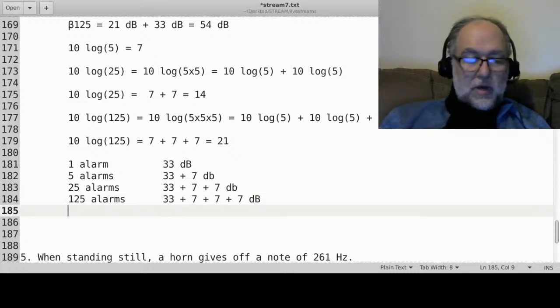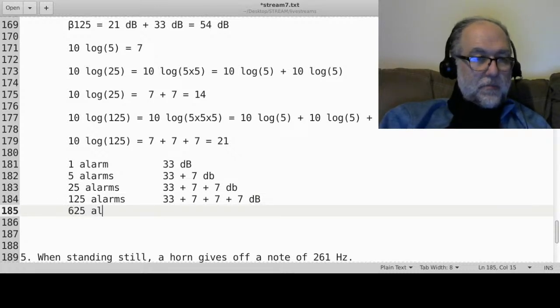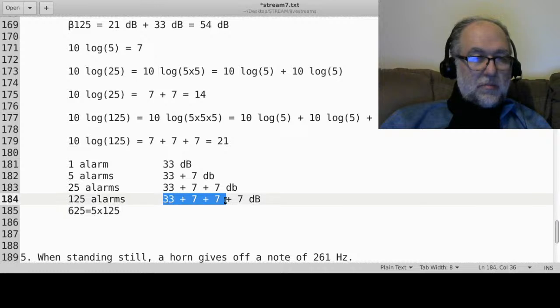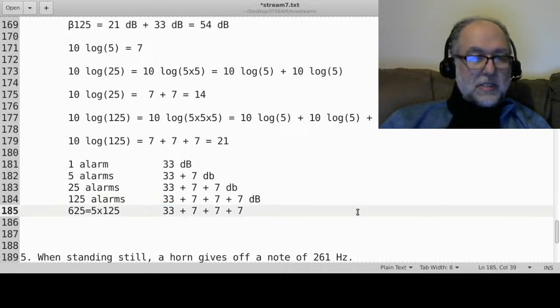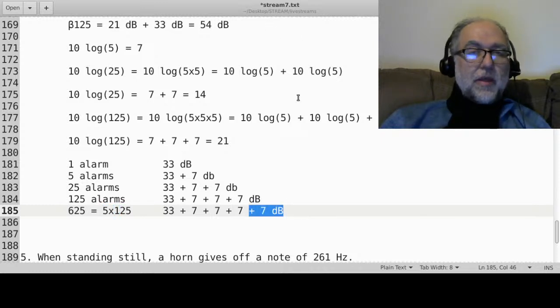So what's the next one? Well, I guess it would be 625, right? What's 625? 625 is 5 times 125. Okay, and what's it going to be over here? It's going to be 33 plus 7 plus 7 plus 7 plus another 7. Every time you increase by a factor of 5, that means you multiply by 5. Every time you multiply by 5, you add 7 decibels. Okay, so that's the pattern you should be seeing.